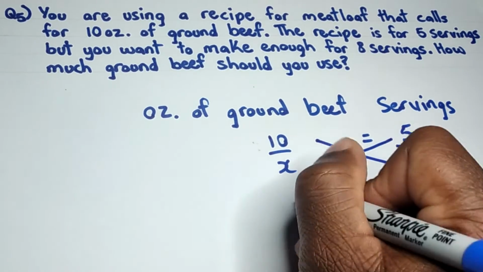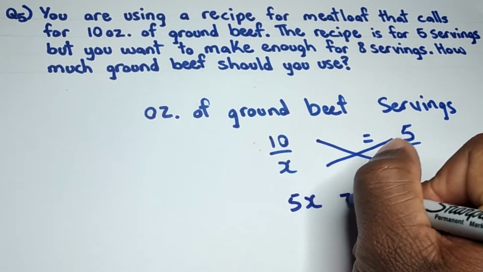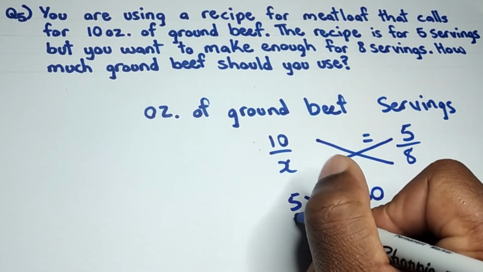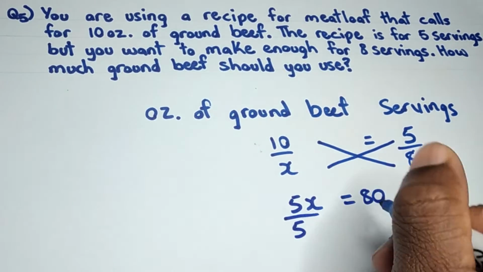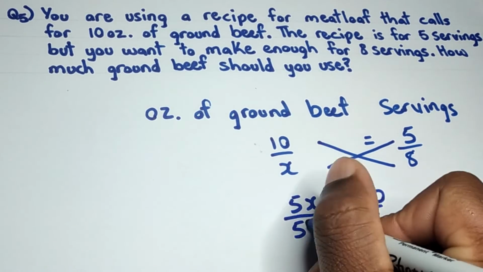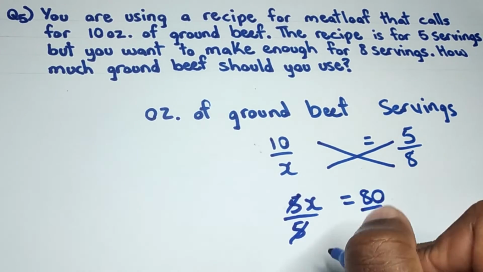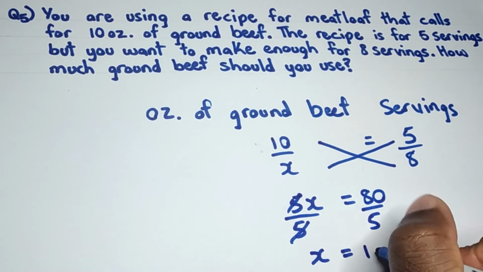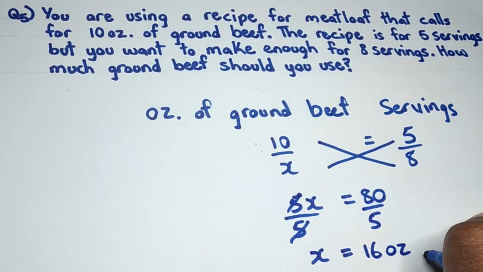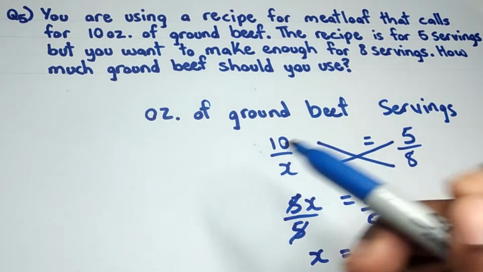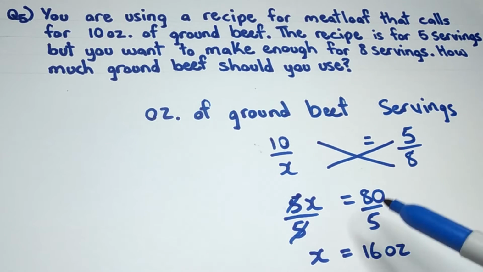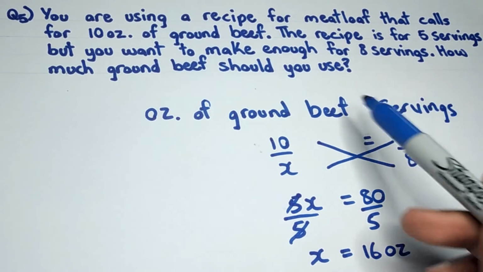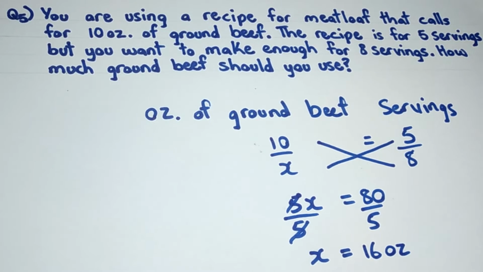So x times 5 will give us 5x is equal to 8 times 10, which is 80. Alright, and what we can do now is to simply divide both sides by 5. So 5 will cancel 5, and x will be equal to 80 divided by 5, which is 16 ounces. So this is pretty much 16 ounces of ground beef. Therefore it will require 16 ounces of ground beef to make enough for 8 servings. So you can always do that.